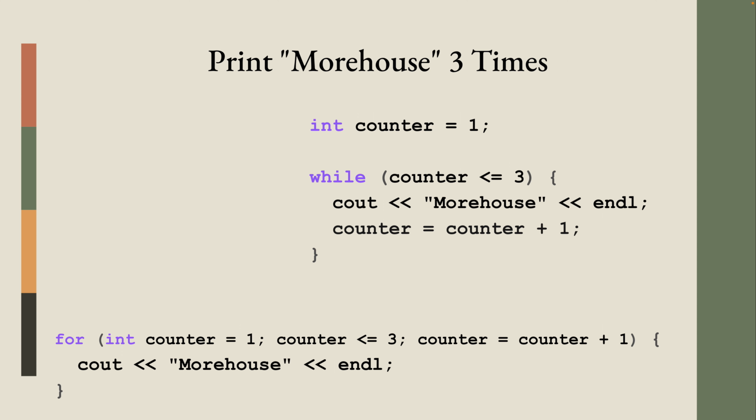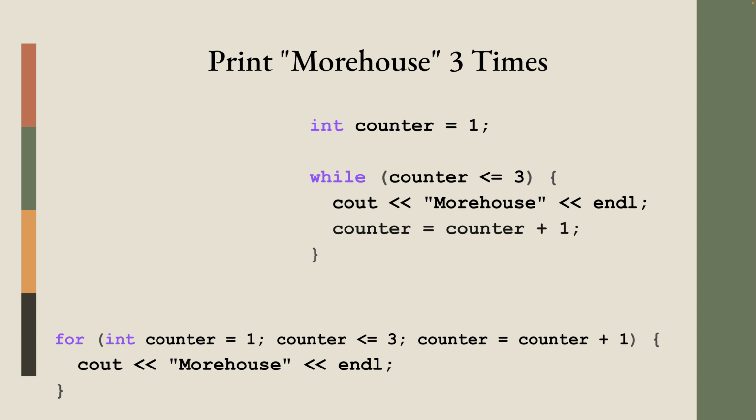So int counter is equal to 1. Counter is less than or equal to 3 is our condition. Counter equals counter plus 1 is our update. And then you'll note we still have the curly brace at the end, and then the closing curly brace here that's lined up with the F in for.